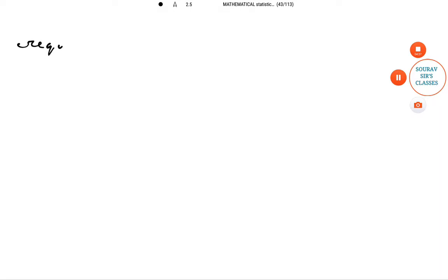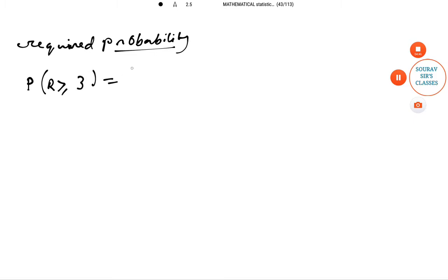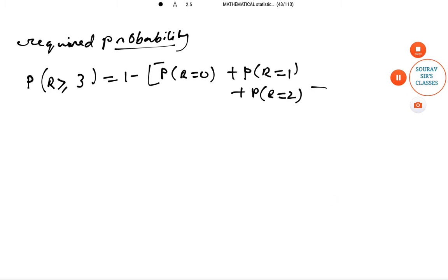So the required probability is given by P(R greater than or equal to 3), which is equal to 1 minus [P(R = 0) plus P(R = 1) plus P(R = 2)], which is equal to 0.323. So we have found it to be equal to 0.323.